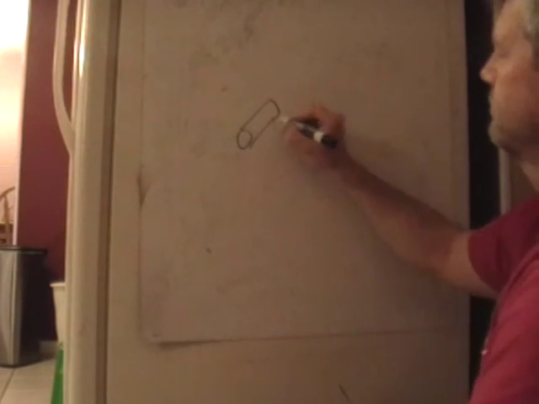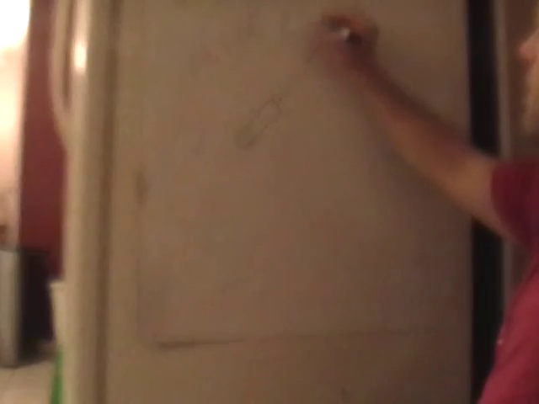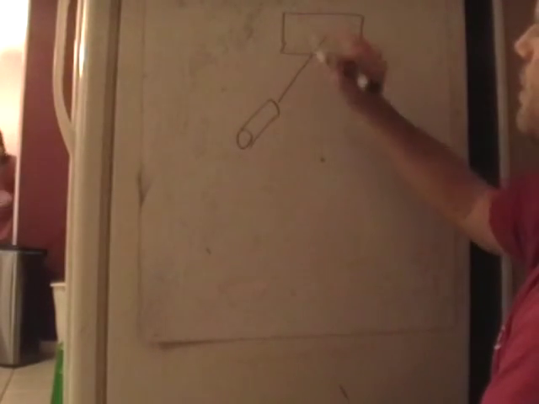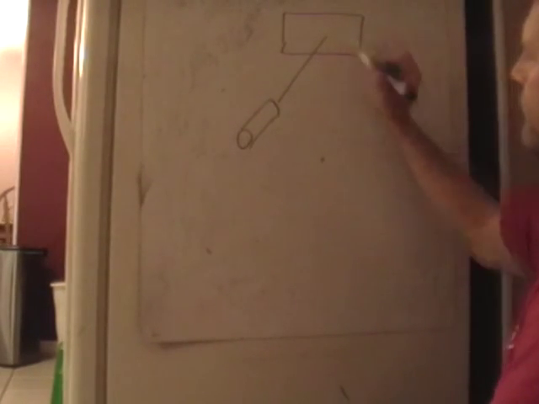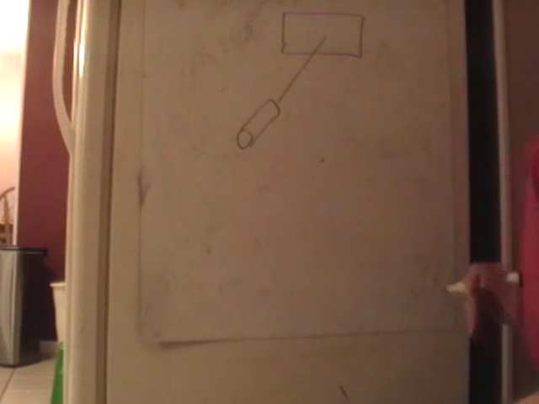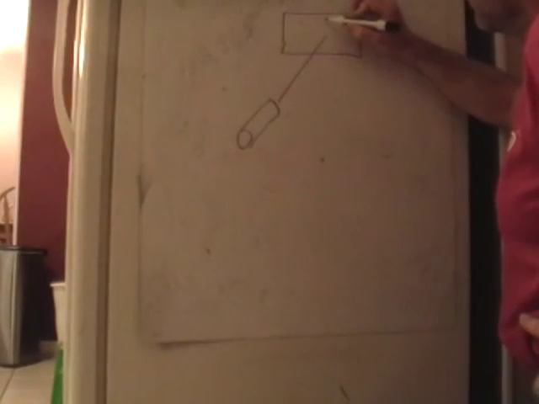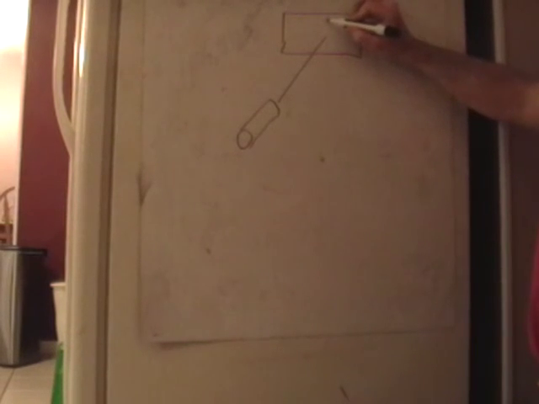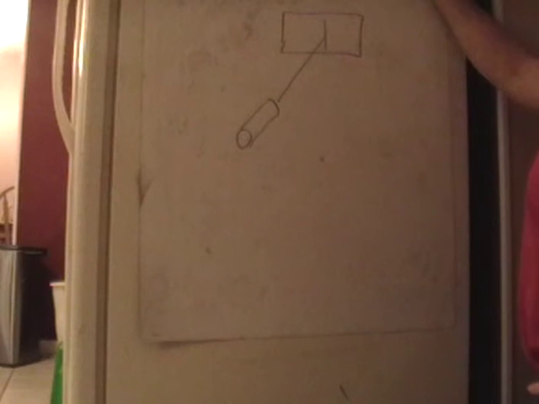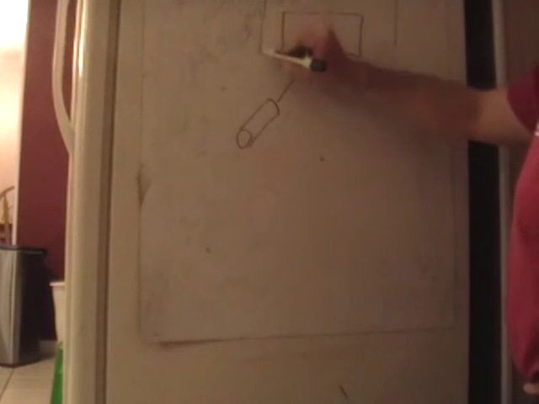and I shoot it at a wall. I'm drawing mine pointing down. But this wall has a slit in it, and there's a projection screen on the back side of the wall.